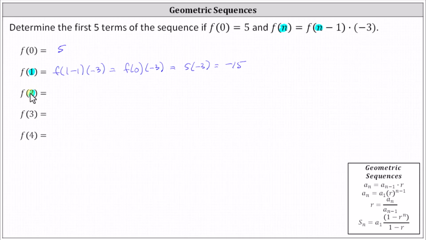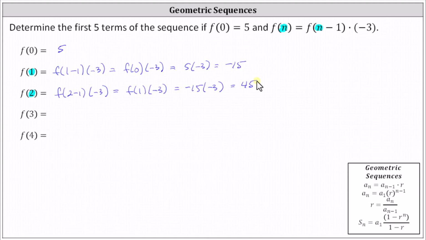When determining f of 2, n is equal to 2, f of 2 is equal to f of the quantity 2 minus 1 times negative 3. Simplifying, f of 2 equals f of 1 times negative 3. And again, f of 1 is the previous term of negative 15. F of 1 times negative 3 is negative 15 times negative 3, which is positive 45.